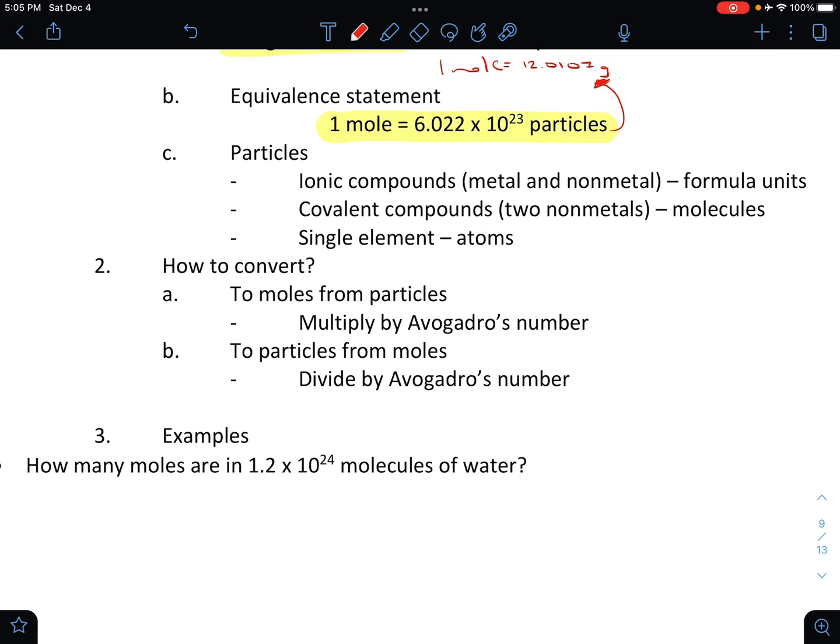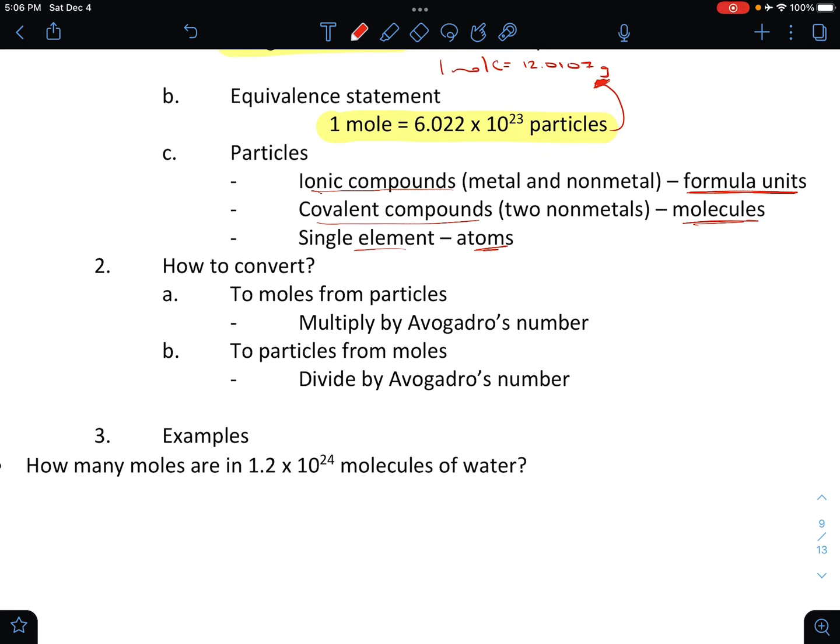The other thing about particles is that we have a very specific label for them. When we have an ionic compound, type 1 or type 2, we're going to use the words formula units. When we have covalent compounds, we're going to use the word molecules. And when we have a single element, we are going to use the word atoms. So not only do we have the calculation, but we have to label it correctly as well.